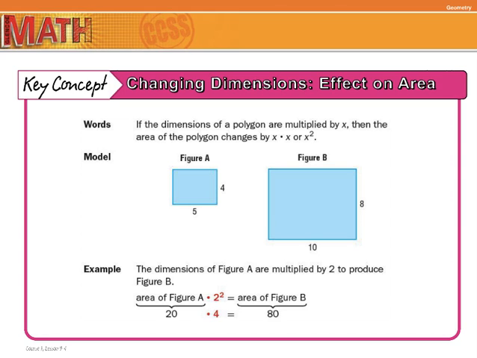So the effect on area then, if the dimensions of a polygon are multiplied by x, then the area of the polygon changes by x times x, or x squared. So 5 times 5, 4, 10, 8. So the dimensions of figure A are multiplied by 2 to produce figure B. The area of figure A is 20 times 2 squared will equal the area of figure B, which is 80, okay? And 2 squared is 4, right? 20 times 4 is 80. Do you see that? I hope so.